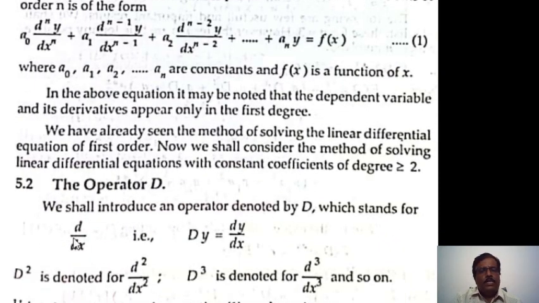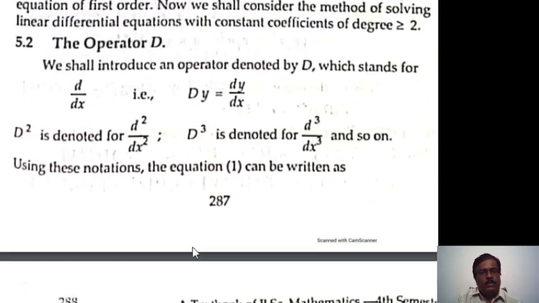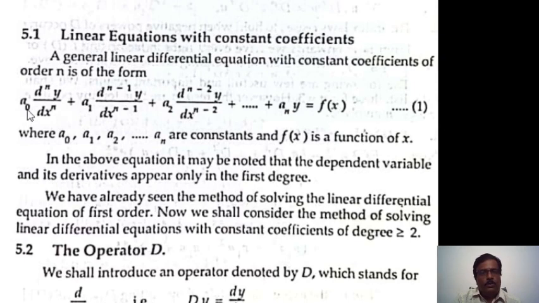Now here, this d by dx is known as a differential operator, and it is denoted by capital D. So dy by dx is denoted by capital D y. Similarly, d square by dx square is denoted by D square, d cube by dx cube is denoted by D cube, and so on.